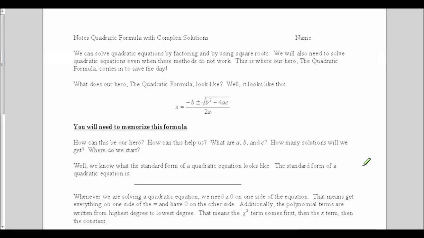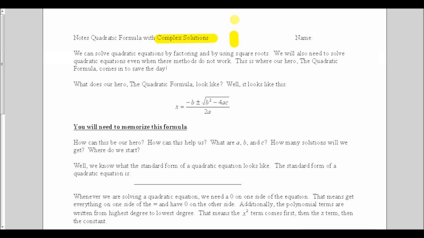In this video, we are going to look at notes on the quadratic formula, and also in this video, we will wind up getting some complex solutions. Remember, complex numbers are numbers that sometimes have an i in them.